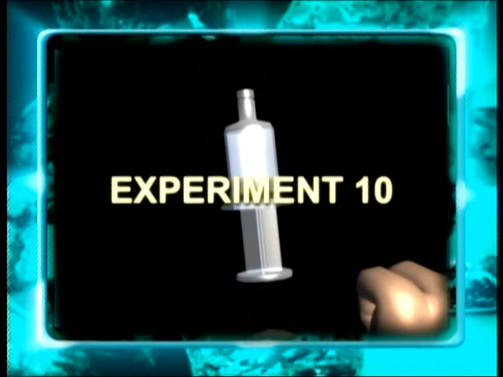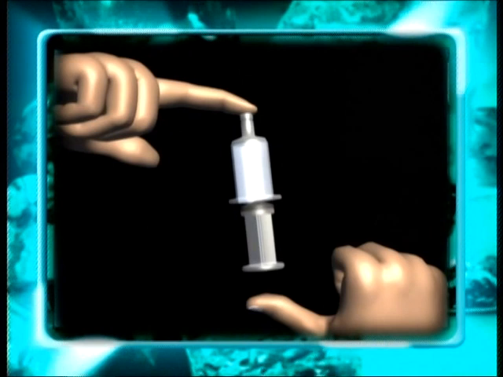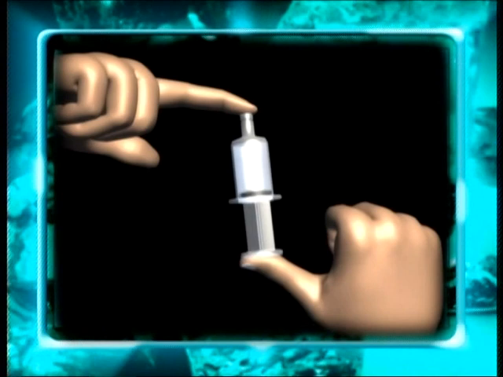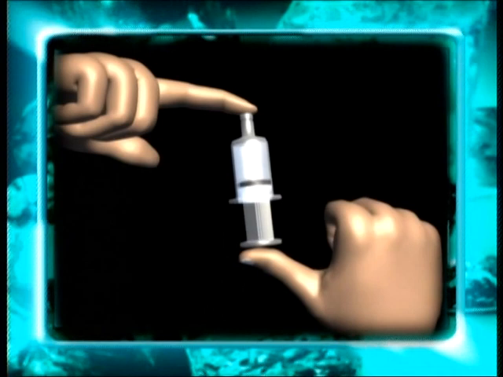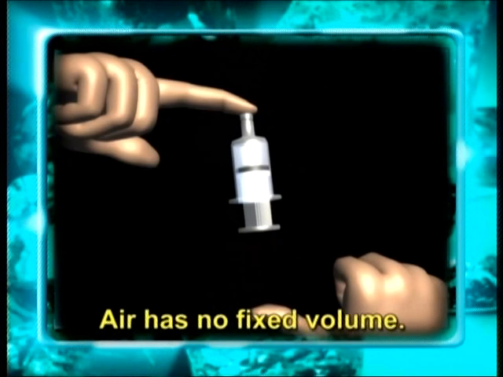This is an empty syringe. Pull the syringe plunger and you will have air trapped inside it. Now, close its nozzle with a finger and press down the plunger. You will see that the volume of air is reduced. Therefore, air does not have fixed volume.